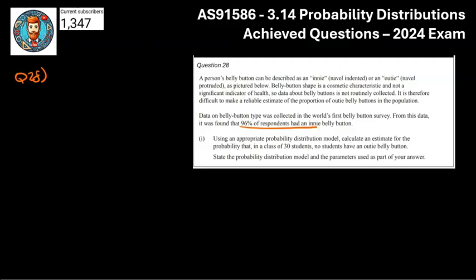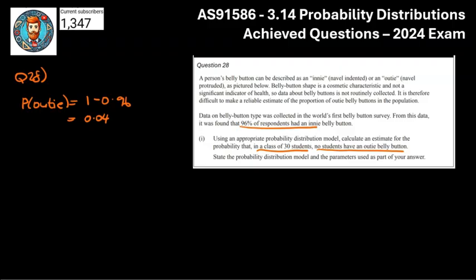Use the appropriate distribution to calculate an estimate of the probability in a class of 30 that no students would have an outie. So I guess the first thing to note is the question is specifically talking about outies, so we need to find the probability of an outie, which would be 1 minus 0.96, which was the probability of an innie, which is 0.04. So that's the first bit of information we need to consider.